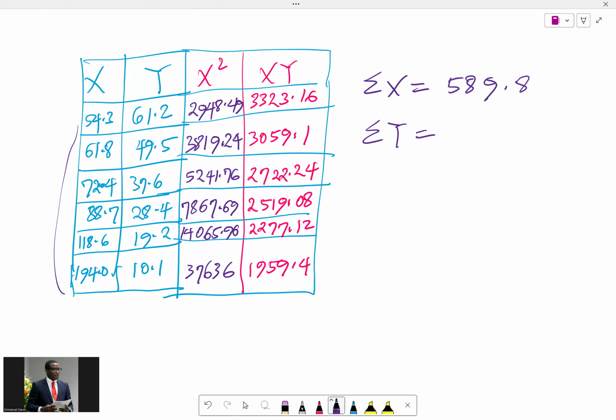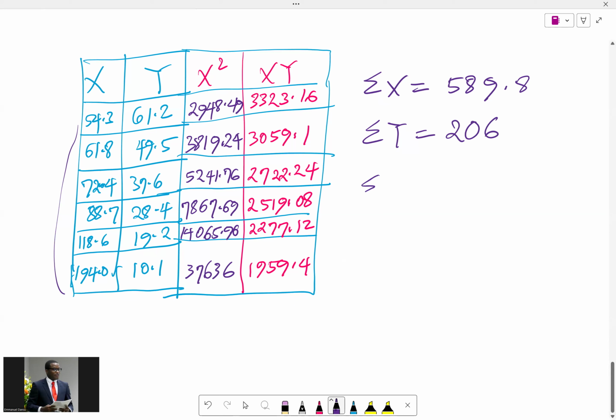Okay, I already made a mistake there. I put 0.1 instead of 10.1. So you have to keep checking. 61.2, 49.5, 37.6, 28.4. Make sure you don't press minus for plus. That can cause trouble. 19.2, 10.1. And everything is 206 for that.